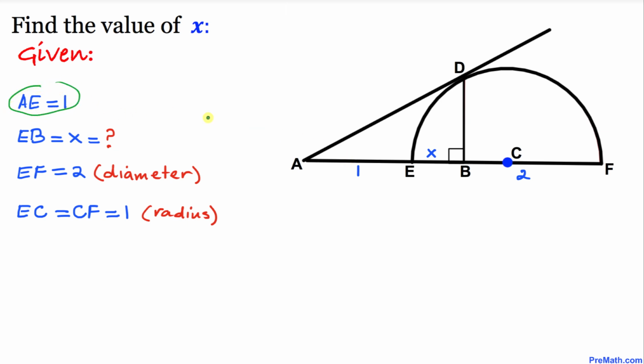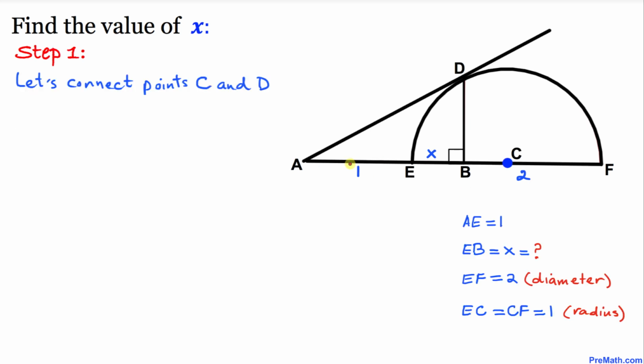Here's the information that is given to us. AE equals 1, and EB is the x value that we are going to calculate, and then EF is equal to 2, our diameter, and finally EC and CF, each equal to 1, are our radius, as you can see over here. So let's go ahead and get started with the solution, and here's the very first step.